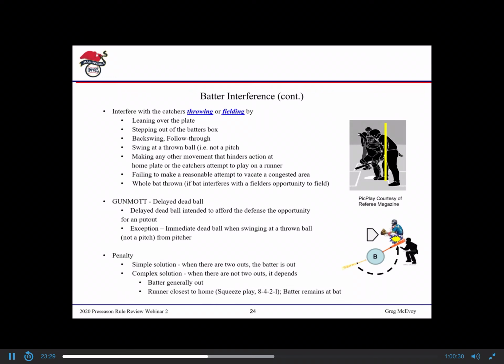The penalty associated for batter interference, when there are 2 outs, the batter is going to be declared out. But there are times when there are not 2 outs, the batter will generally be out. But then there's also a possibility that the runner closest to home on a squeeze play would be called out and the batter would remain at bat. And I believe I have a case play that we will go through later on in the presentation.